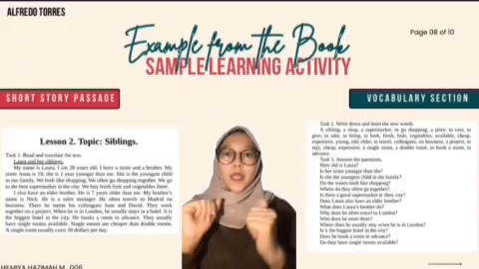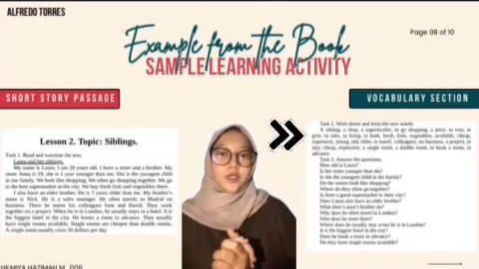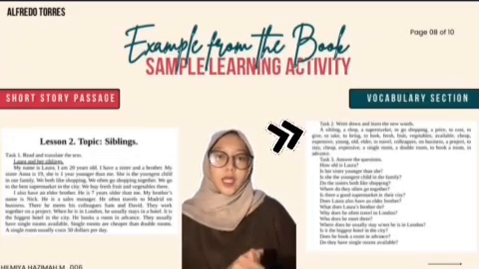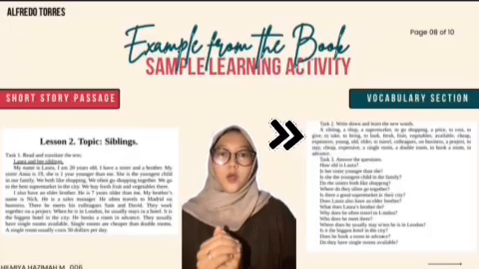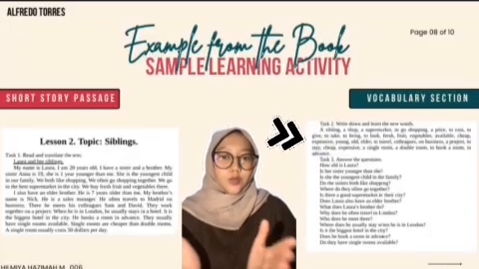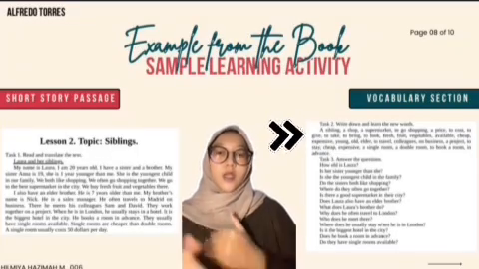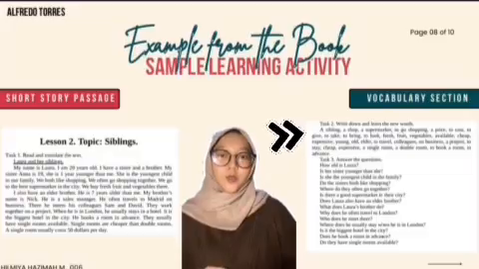And on the right side, we have the vocabulary section. After reading the story, learners are given a list of new words to write down and learn. Then there are comprehension questions. How old is Laura? Or what does Laura's brother do? These train learners to understand the story in more depth. So this is a good example of how the book combines reading and vocabulary.